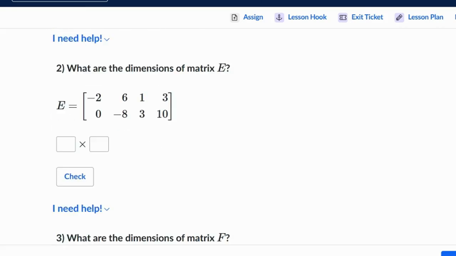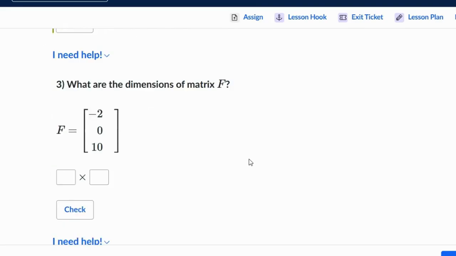This one we have to type in. All right, let's see what you got. I see 2 by 4, 2 by 5. I see a lot of people putting 2 by 4. Let's hope that's right. No, good job, guys. It is a 2 by 4. So what are the dimensions of this? Oh, this looks a little different.